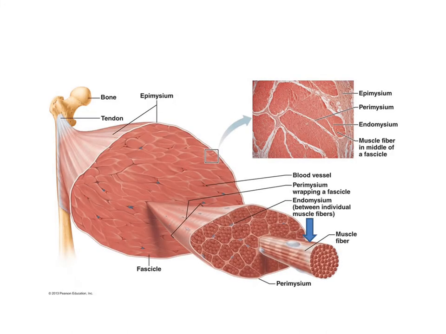So here's that picture. Okay, so here is a muscle fiber. What are each of these little things? Well, these are the bundlings of the actin and myosin. We'll see those later. Okay, so here's a muscle fiber. This is one muscle cell. This is all the proteins on the inside. This is one muscle cell, and it is surrounded by endomysium.